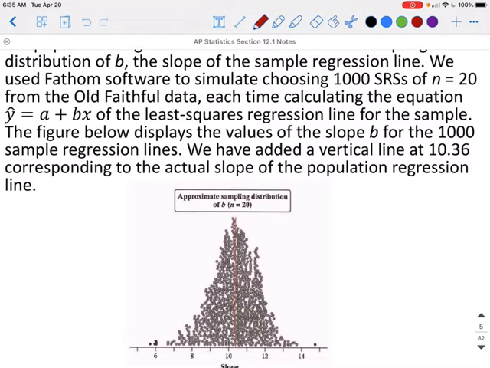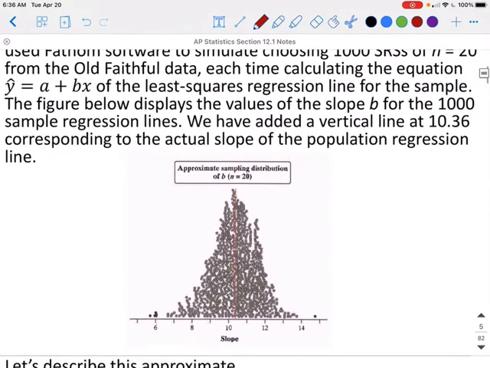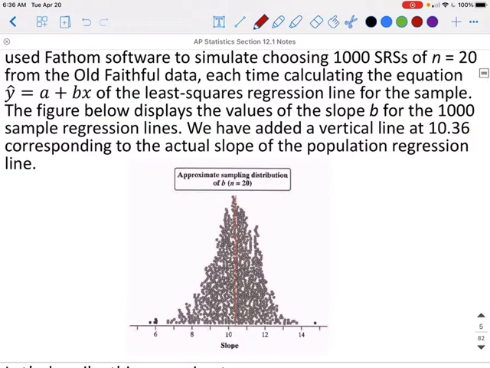We use Fathom software to simulate choosing 1,000 simple random samples of size 20 from the Old Faithful data, each time calculating the equation, y hat is equal to a plus bx, of the least squares regression line for the sample. The figure below displays the values of the slope b for the 1,000 sample regression lines. We have added a vertical line at 10.36, which is the actual slope of the population regression line.